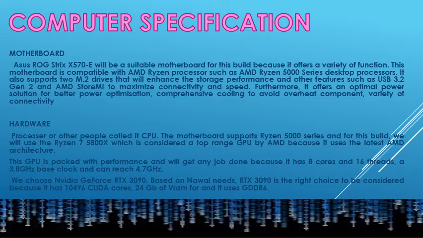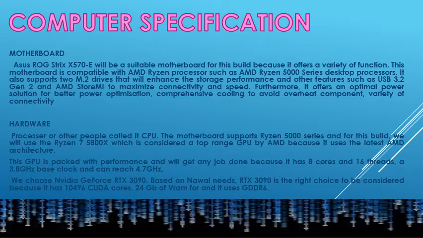Next is hardware. Moving on, the next PC component is the hardware, and we will start with the processor, or other people call it CPU. As we mentioned earlier, the motherboard supports Ryzen 5000 series, and for this build, we will use the Ryzen 7 5800X, which is considered a top range CPU by AMD because it uses the latest AMD architecture. This CPU is packed with performance and will get any job done because it has 8 cores and 16 threads, a 3.8 GHz base clock, and can reach 4.7 GHz.